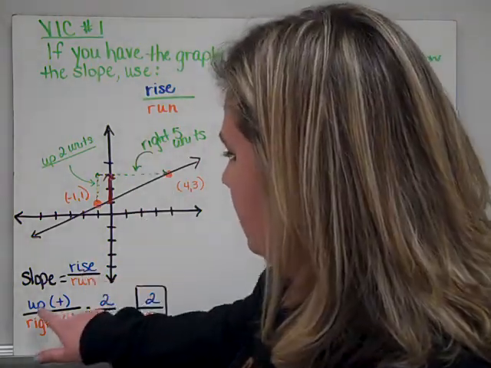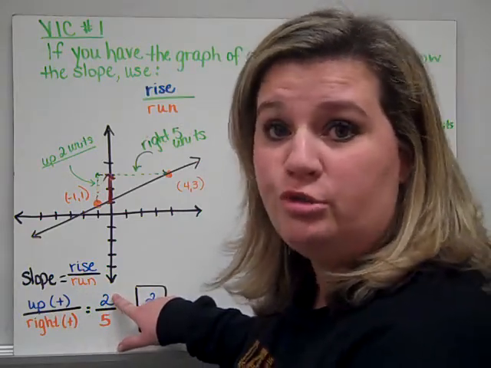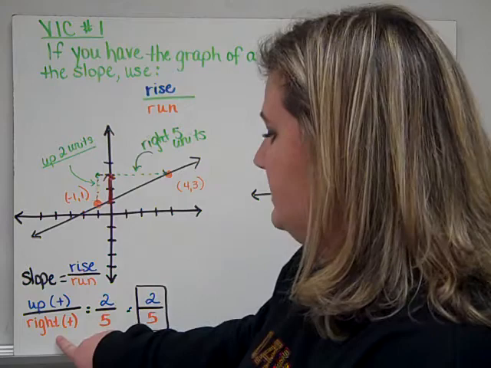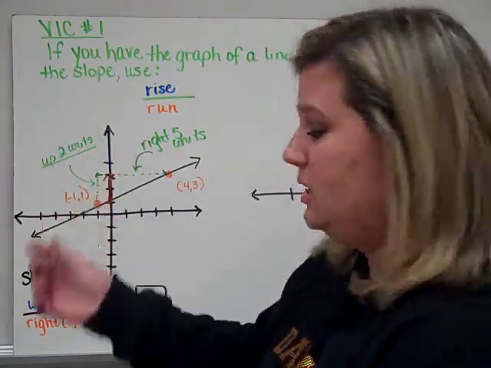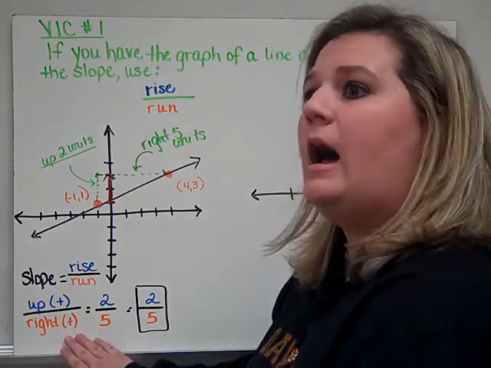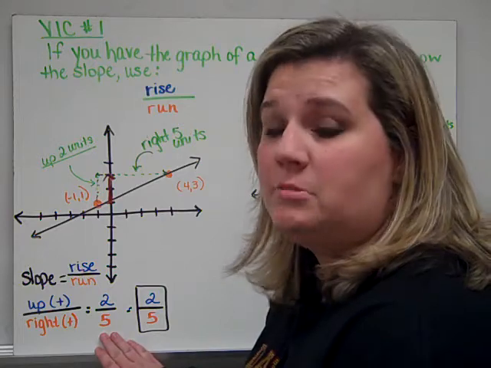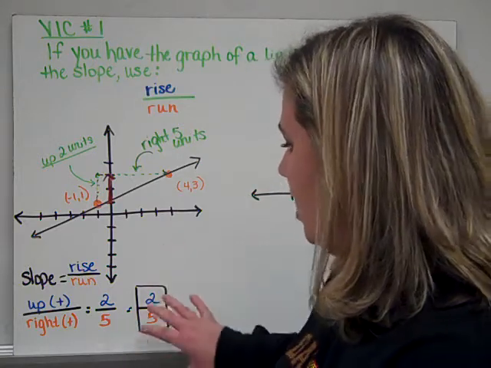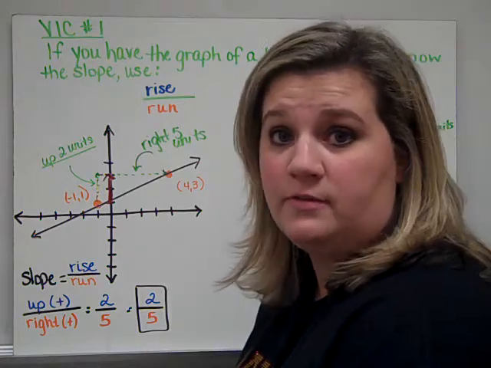So my rise, by going up, is a positive direction. So that means I'm going positive 2 units. In my denominator, remember, we're talking about the X value. That is my horizontal change. And so going right, I went a positive direction, so the value of that is going to be a positive 5. So overall, with that relationship of slope, rise over run, the slope is 2/5.